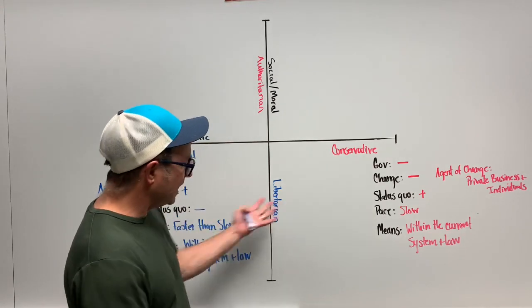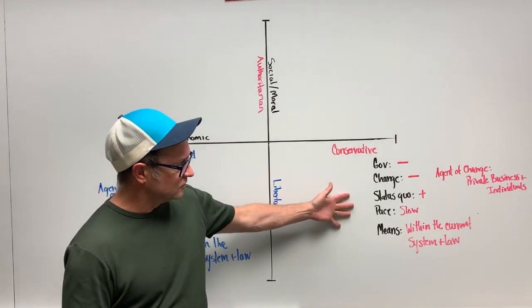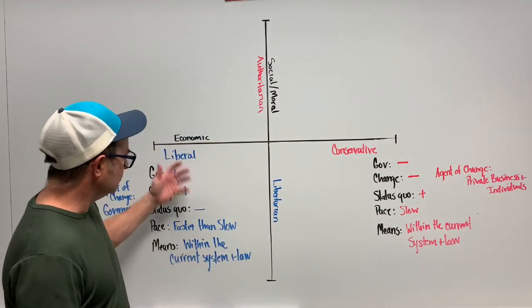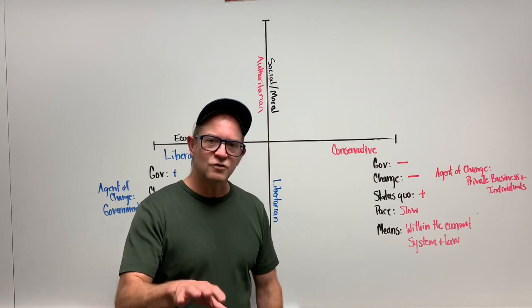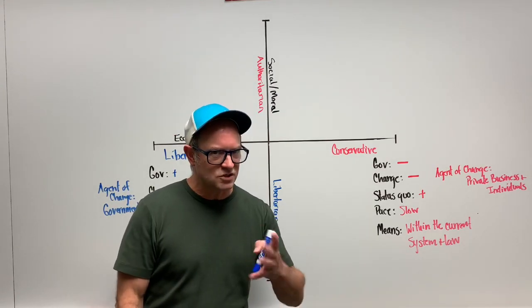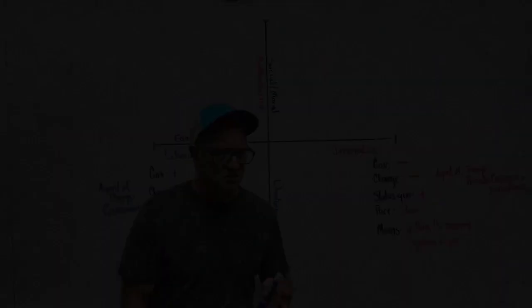All right, so there you have it. There's your visual differences between conservative and liberal. But let's see if you understand this. I'll give you just some quick examples of this.